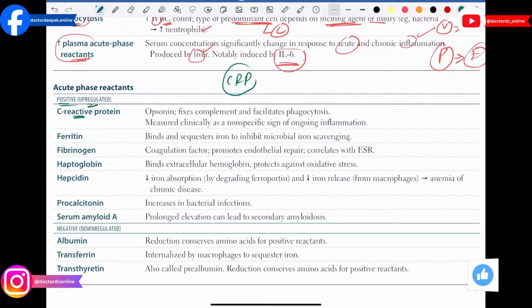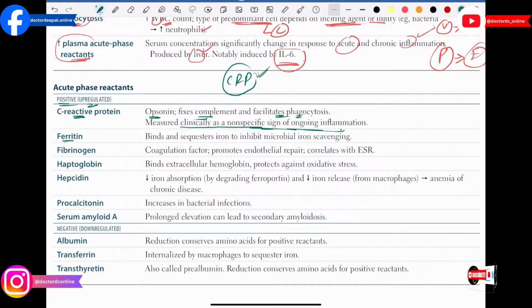It is an acute phase reactant, and it is the hallmark of inflammation, and it helps in opsonization. It fixes the complement system and facilitates phagocytosis. Phagocytosis means it helps in the eating process. Like if the macrophage is going to engulf the bacteria, the C-reactive protein can facilitate the phagocytosis. Then after that, they say it is measured clinically as a non-specific sign of ongoing inflammation. So it means if you want to see whether inflammation is still ongoing in our body, you can check the C-reactive protein. If the C-reactive protein is increased, you will understand the inflammation is still continuing.